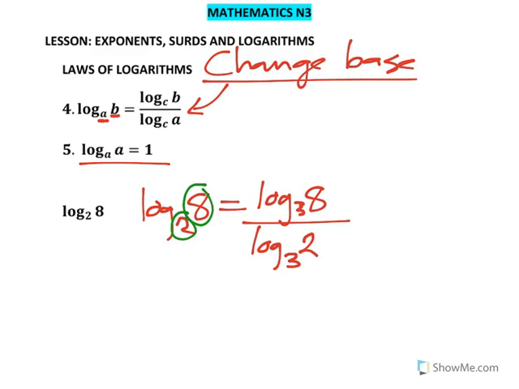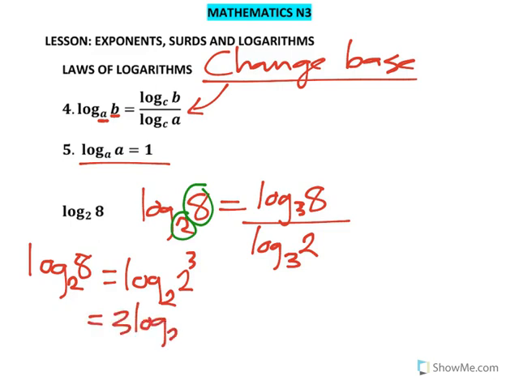Now, another way of simplifying this: log base 2 of 8, in a different way, is log base 2 of 2 to the power of 3, which is equal to 3 log base 2 of 2. This is same as 3 times 1, which is 3.